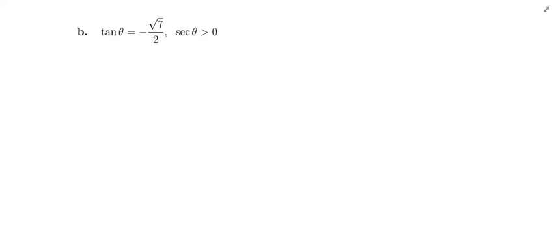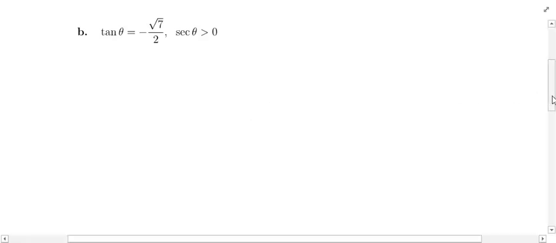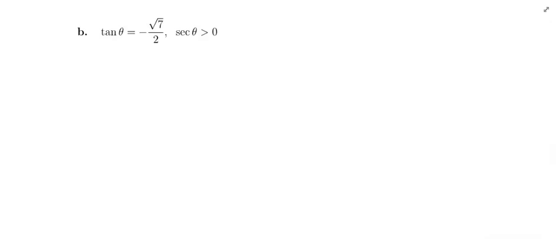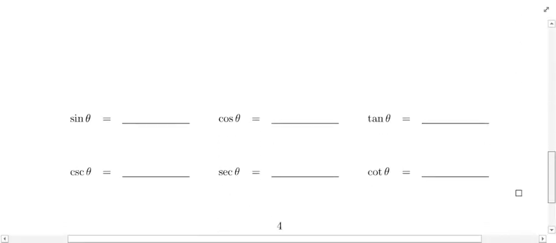Example 1b, we are again going to compute the values of the 6 trigonometric functions given specific information. The information we have at our disposal this time is that the tangent of theta is equal to negative square root of 7 over 2, and the secant of theta is greater than 0. Okay? We know the value of the tangent of theta, it's given, and our goal is to compute the values of the 5 remaining trigonometric functions.